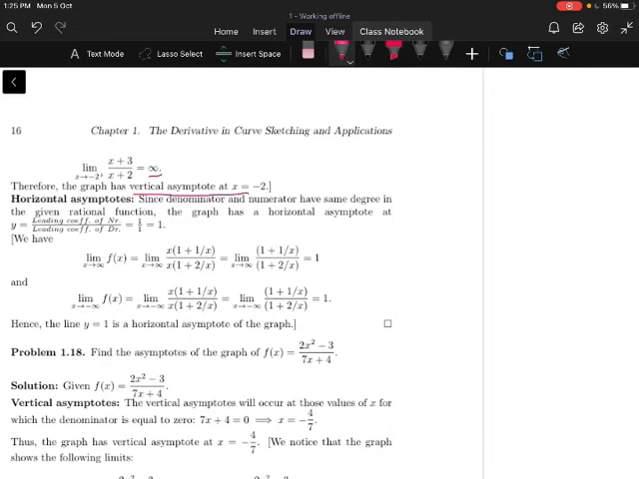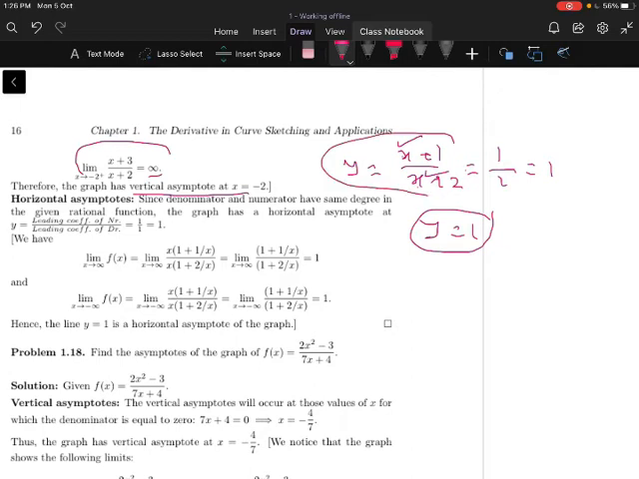Now let us move to the horizontal asymptotes. The given function is y = f(x) = (x + 1)/(x + 2). The degree of the numerator is 1, and the degree of the denominator is also 1. So the degrees are the same. What is the coefficient of x here? 1, and in the denominator the coefficient of x is 1. So that ratio is 1. So y = 1 is a horizontal asymptote of the curve y = (x + 1)/(x + 2). If there is a horizontal asymptote, there is no question of oblique asymptotes.